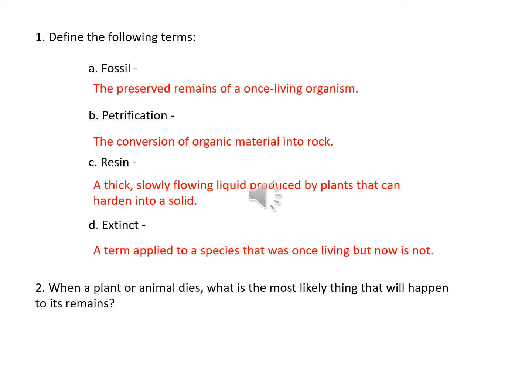Number 2, when a plant or animal dies, what is the most likely thing that will happen to its remains? Remember that the vast majority of things that die on Earth will actually decompose. The fossilization process is very rare and represents only a tiny, tiny fraction of the organisms that have existed in Earth's history.